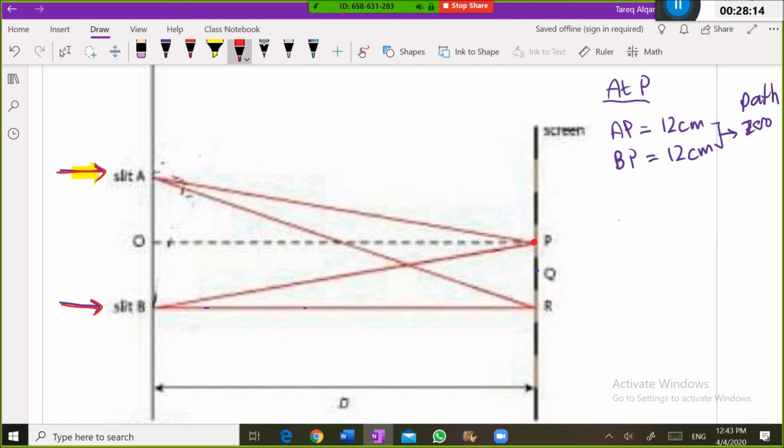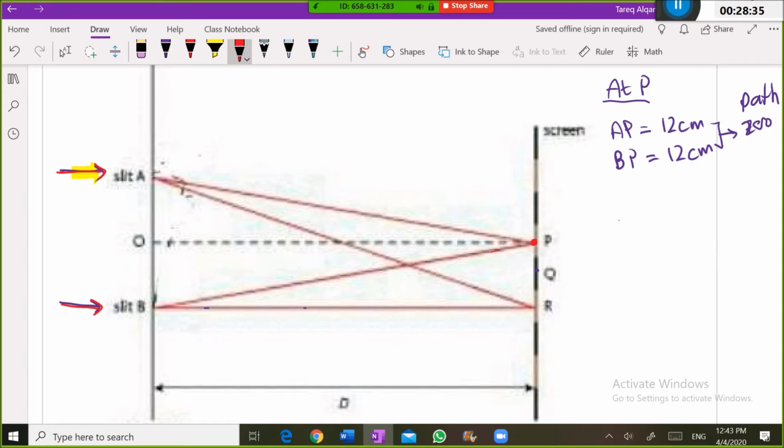And so I have two sources. These sources generate waves in all directions. So at P, two waves meet, or several waves meet from A and B.